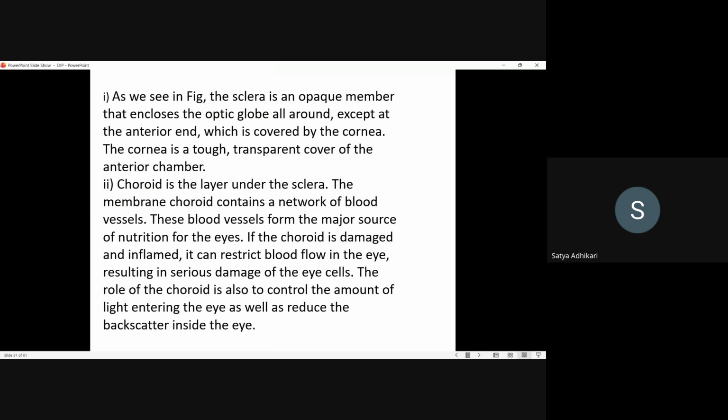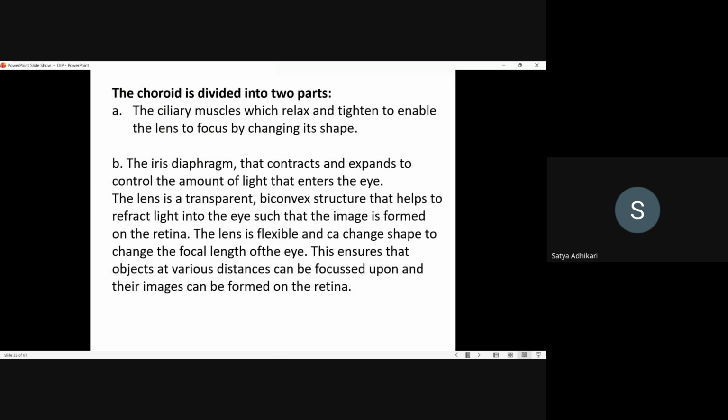So it controls the amount of light entering the eye as well as reduces the backscatter inside the eye. The choroid is divided into two parts. The ciliary muscles, which relax and tighten to enable the lens to focus by changing its shape. The iris also is there. It contracts and expands to control the amount of light that enters the eye. So it also controls the amount of light.